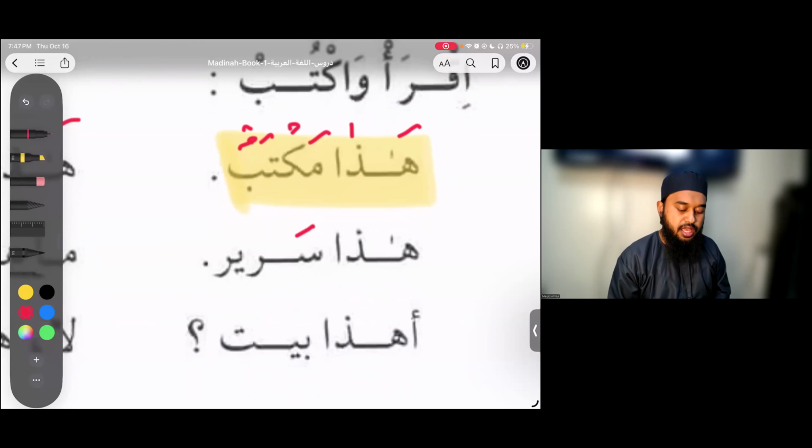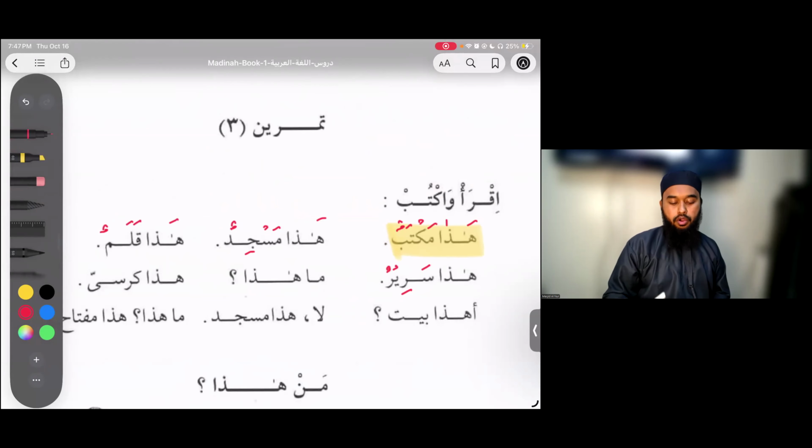Hada sarirun. Bed. So you already know that word. This is why the author is not going to write any vowels on it.